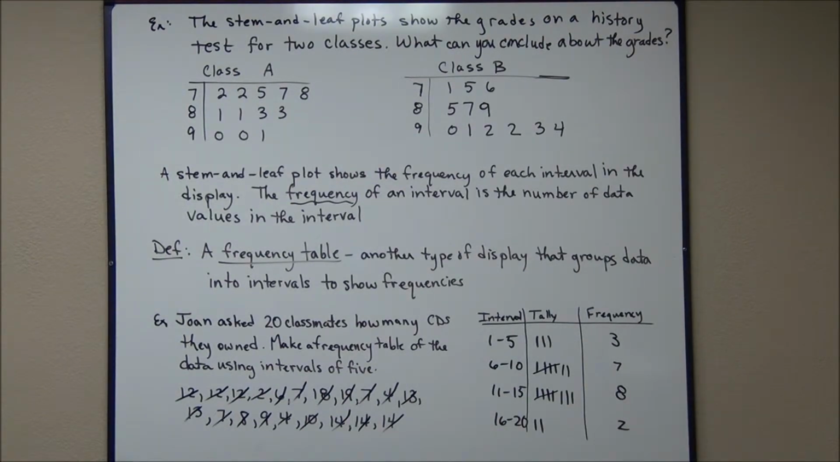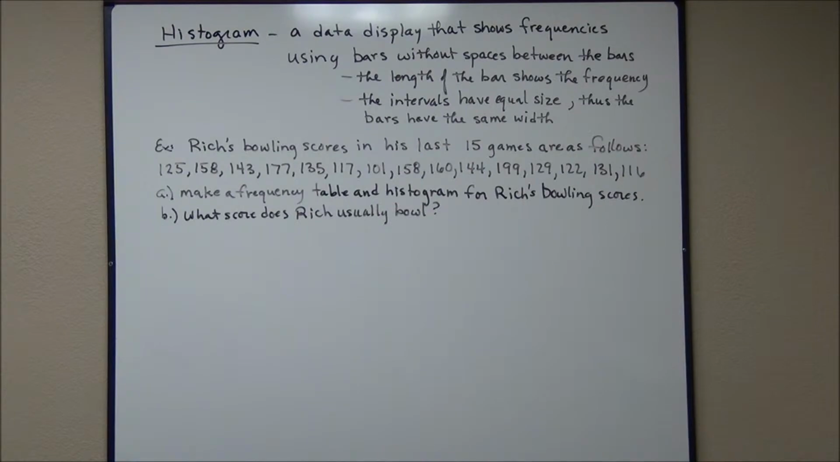Now, I'll tell you right now, when there's a frequency table lying around, there's going to be something called a histogram close by, and that's what I'm going to show you next. Alright, a histogram is another data display, and it also shows frequencies. Like I said, it goes hand in hand with the frequency table. It uses bars without spaces between the bars.